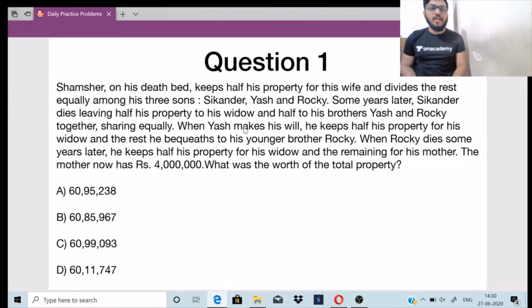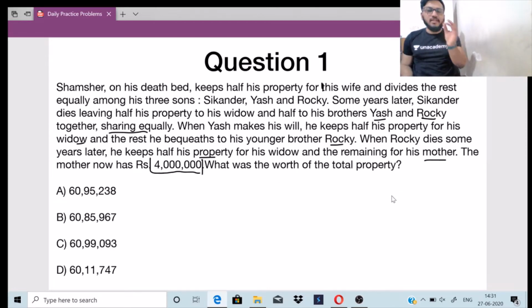Yes, it's a big question, right? Shamsher on his deathbed keeps half his property for his wife, and divides the rest equally among his three sons, Sikandar, Yash, and Rocky. Some years later, Sikandar dies, leaving half his property to his widow and half to his brothers Yash and Rocky, together sharing equally. When Yash makes his will, he keeps half his property for his widow and the rest he bequeaths to his younger brother Rocky. When Rocky dies, some years later, he keeps half his property for his widow and the remaining for his mother. The mother now has 40 lakh rupees. What was the worth of the total property?